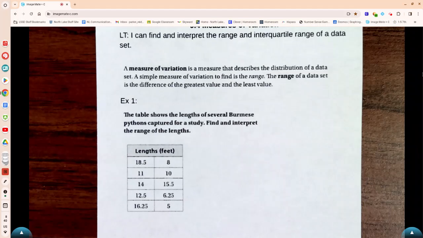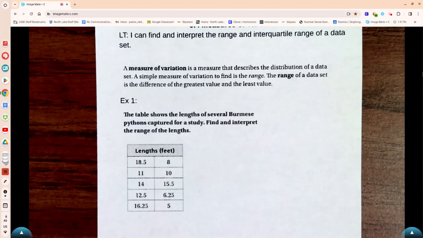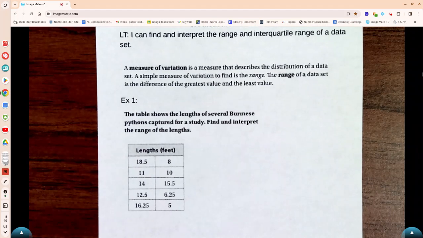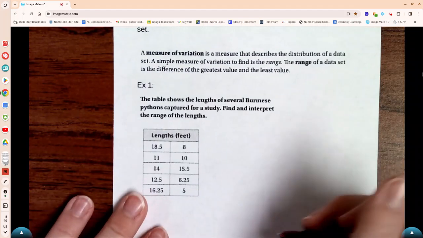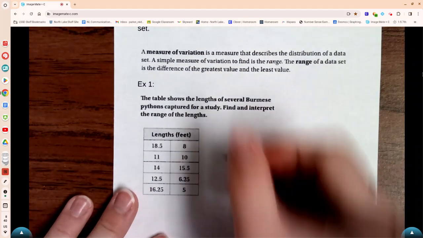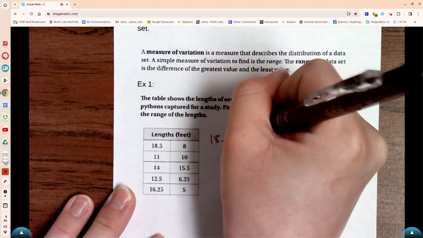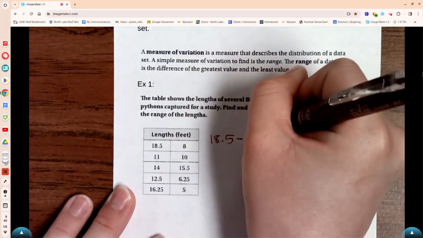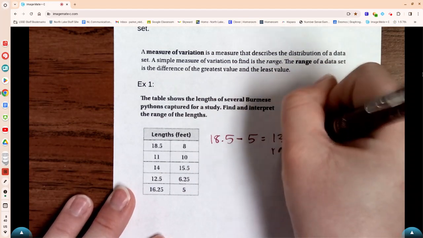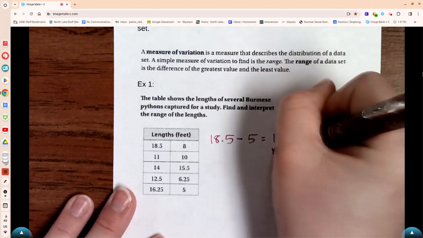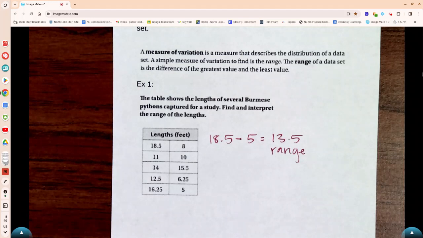So in example 1, the table shows the lengths of several Burmese pythons captured for a study. Find and interpret the range of the data. So first I'm going to find the range, which is greatest minus least. So my greatest value is 18.5. My least is 5. And when I subtract those, I get 13.5. That is my range. So range is very simple to calculate. It is greatest minus least.